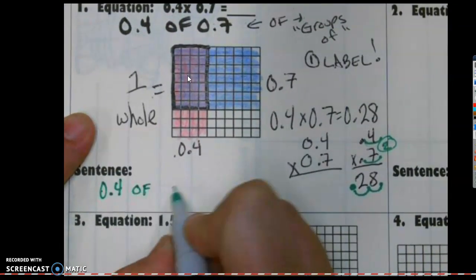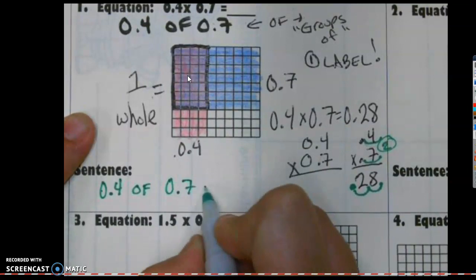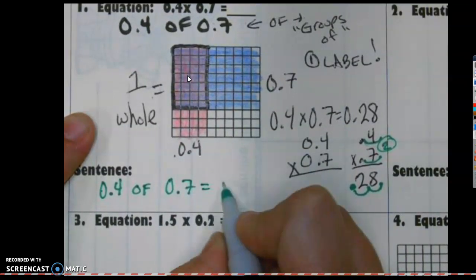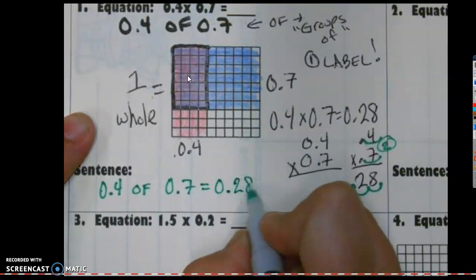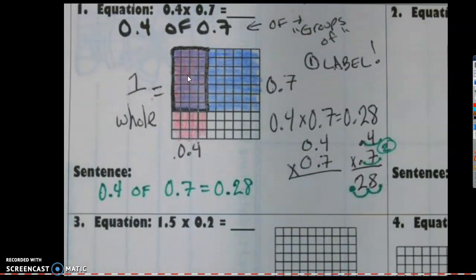4/10 of 7/10 is equal to 28 hundredths. We've written a number sentence with it. Okay? All right, and we are going to stop there so we can go to recess.